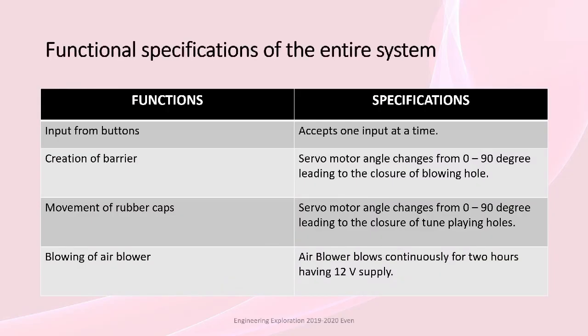Here are functional specifications of the entire system. We have considered 4 functions and corresponding to it are the specifications. Number 1. Input from buttons which accepts one input at a time. Number 2. Creation of barrier wherein servo motor angle changes from 0 to 90 degrees leading to the closure of the blowing hole. Number 3.